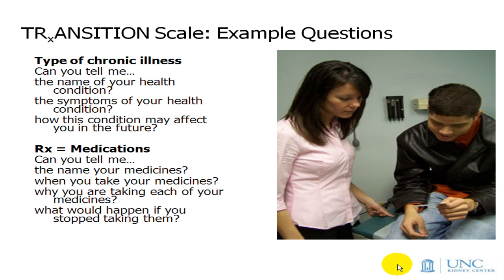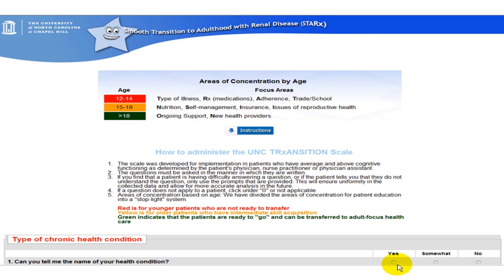She asks the patient, can you tell me the name of your health condition, the symptoms of your health condition, and how this condition may affect you in the future? Notice that it didn't ask, tell me the name of your kidney disease, because actually this tool is disease neutral. It can be used for any condition. Then R stands for RX, tell me the name of your medicine, and so forth and so on.